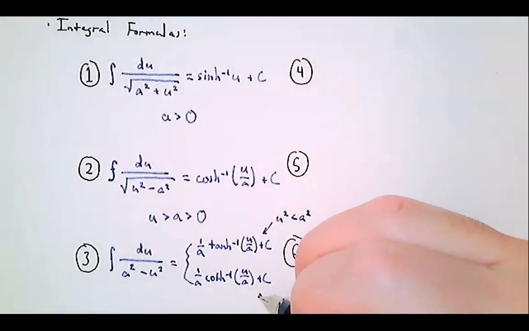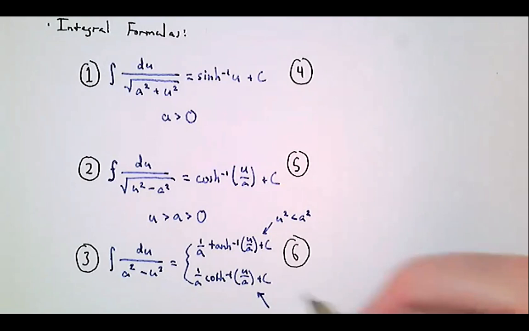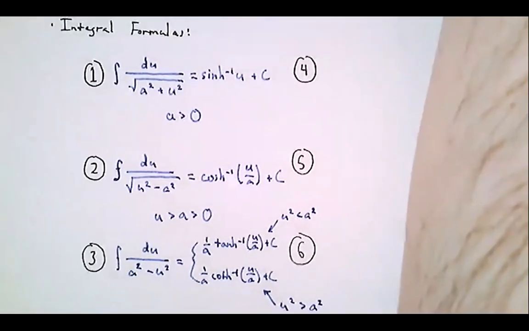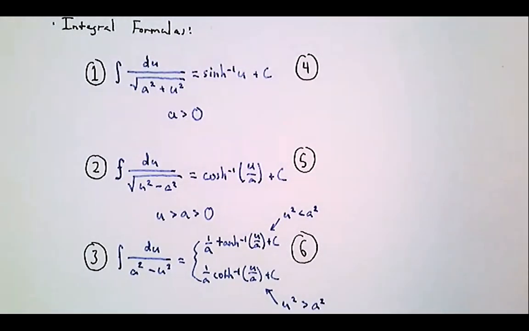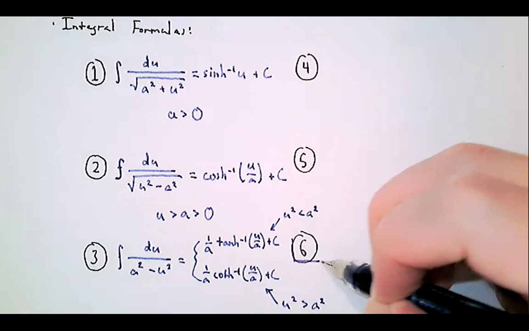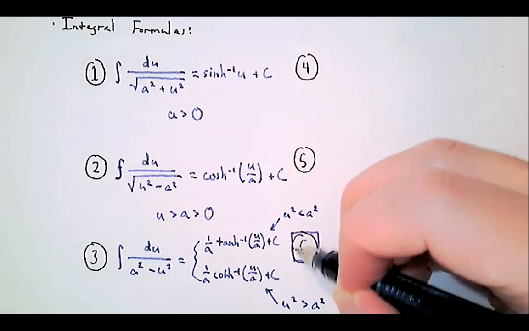And the second rule, this lower part, applies when u squared is greater than a squared. I see what the problem is here. We actually only have 5 rules. This shouldn't be here at all.